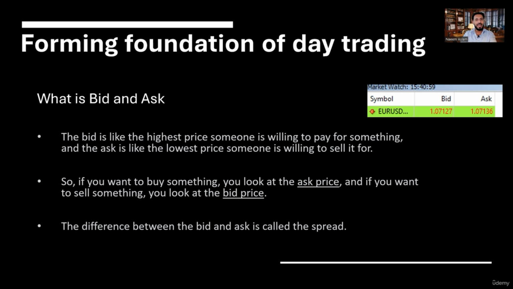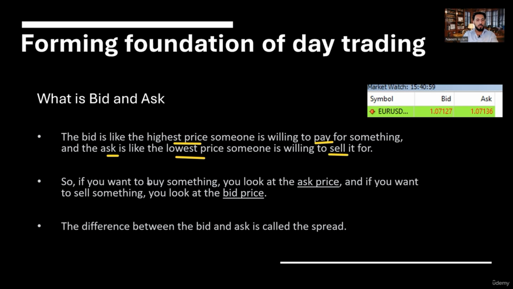What is bid and ask? When you look at the trading platform, bid and ask will be shown like this with the symbol, which over here is euro-dollar. So a bid is, in a very simple and easy definition, the highest price, again, the highest price someone is willing to pay for something. And the ask is the lowest price someone is willing to sell it for. Okay? So again, the bid is something that you are ready to pay.